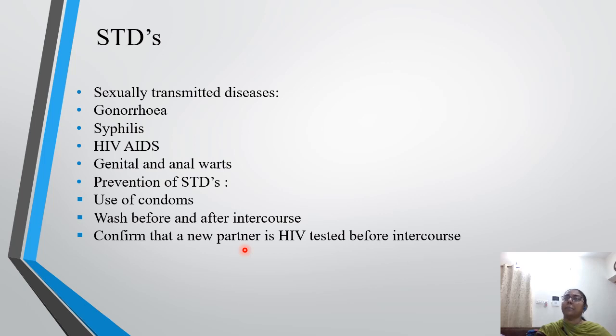And how can we prevent these STDs? Using condoms, we can prevent direct contact of the sexual organs. And if such a thing happens, you can wash before as well as after the sexual act, and with a new partner, checking HIV before the sexual act is another prevention method.